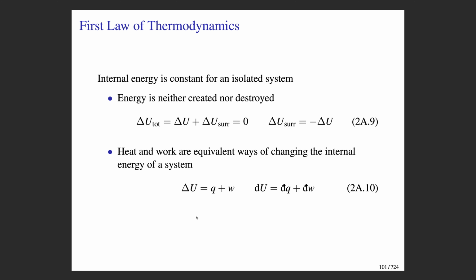So if you have some total system consisting of your system and its surroundings, the change in internal energy of the total system is always zero. You can relate the change in the system's internal energy to the change in the surroundings' internal energy via this relationship here, where we see that any energy gained by the surroundings is lost from the system and vice versa.